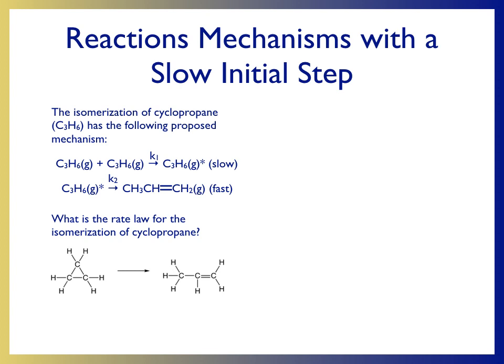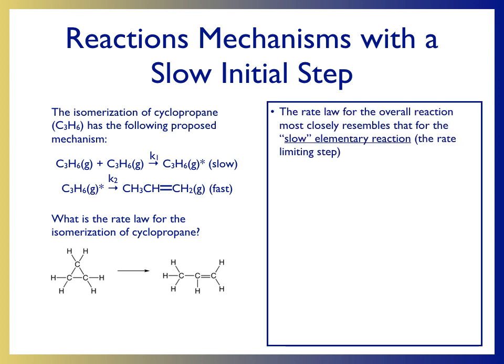We want to know what the rate law is for this overall reaction. The first thing to realize is that the rate law is always going to depend mainly on the slow step, or the rate limiting step. In this mechanism, the first step is the slow step. So we write a rate law for that elementary reaction, which is: rate is equal to the rate constant for that reaction, k1, times the concentration of cyclopropane squared.